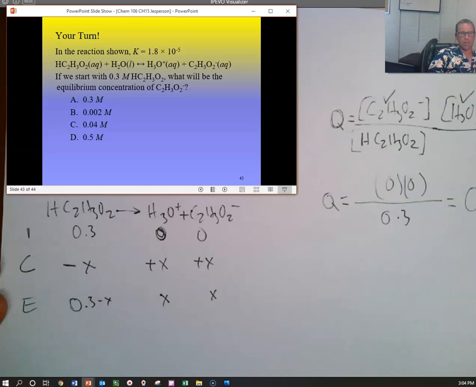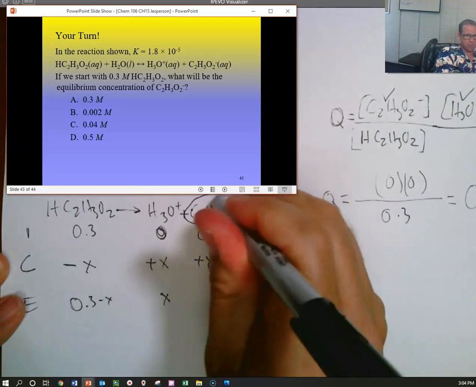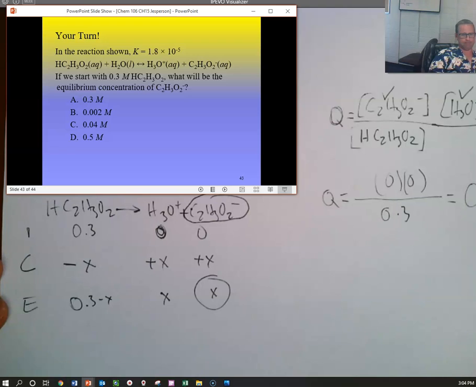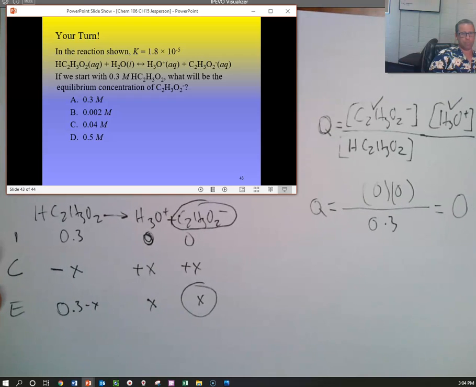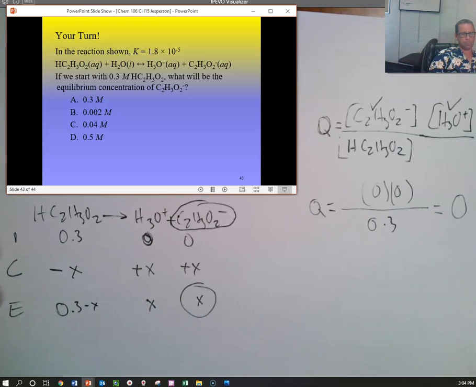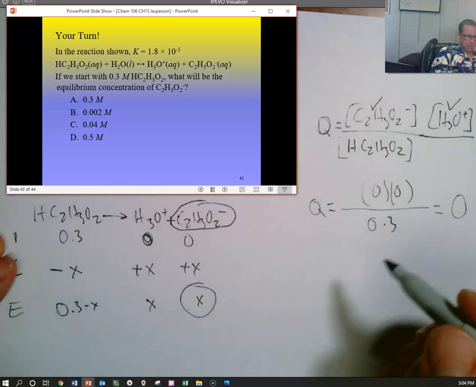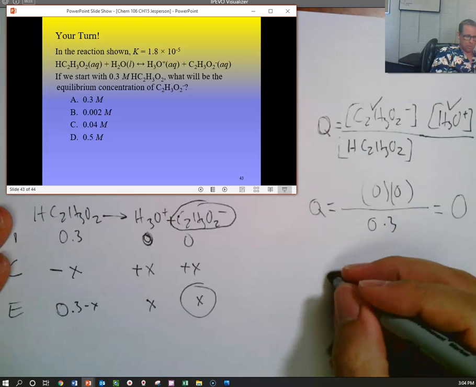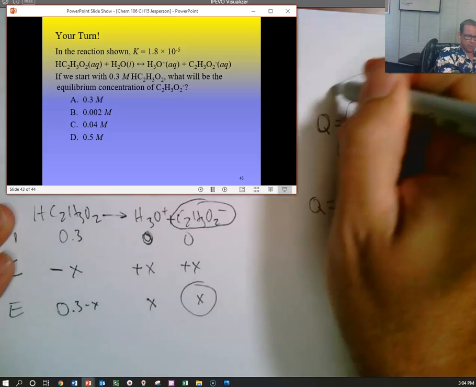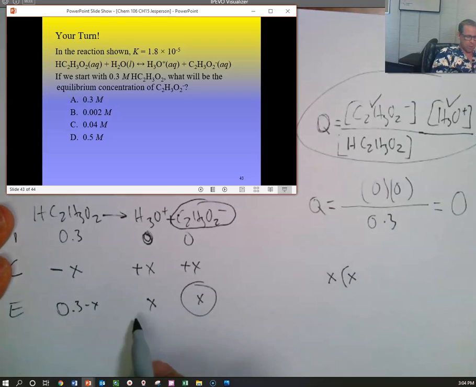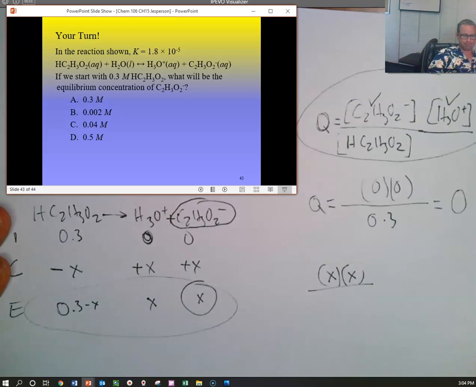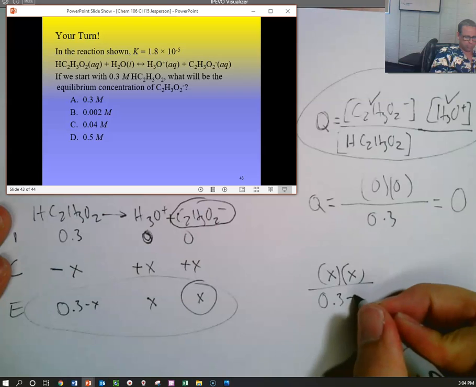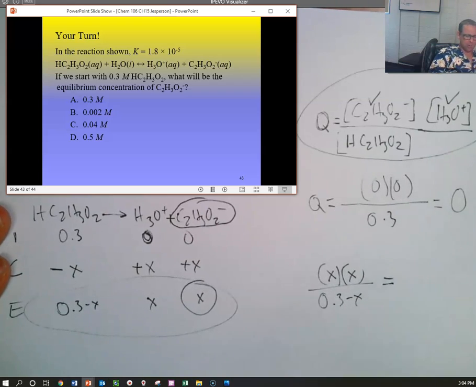So, how can I identify what the equilibrium concentration of this stuff will be? That's what they're asking me to do. How do I find out what that is? I guess we know that it would be x times x. Very good. So we're basically filling in our equilibrium statement with our equilibrium expressions down here, right? X times x over 0.3 minus x. Very good. And that whole thing is equal to?